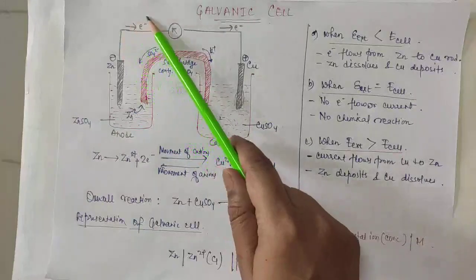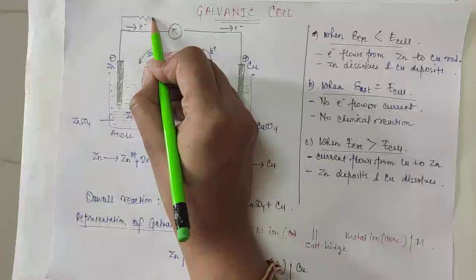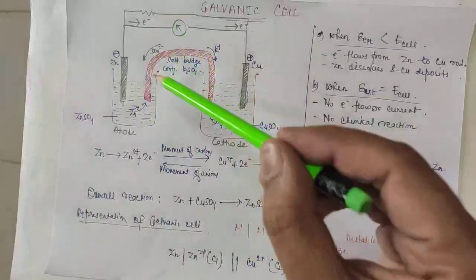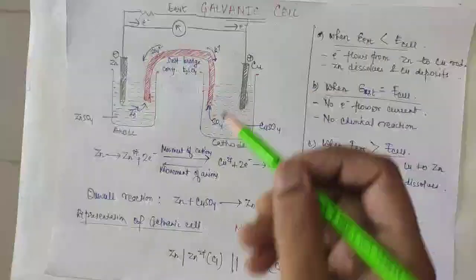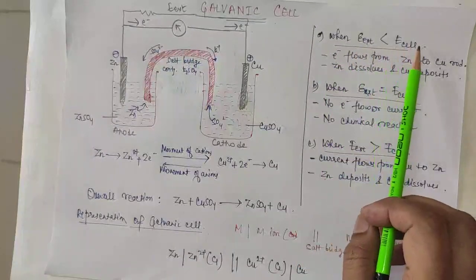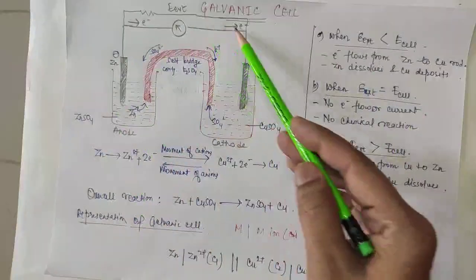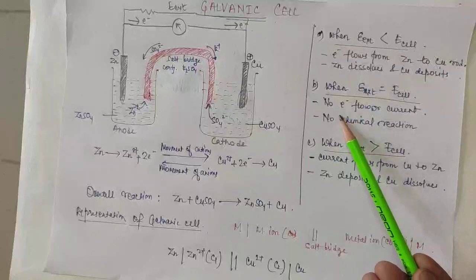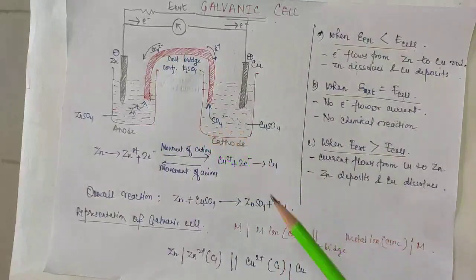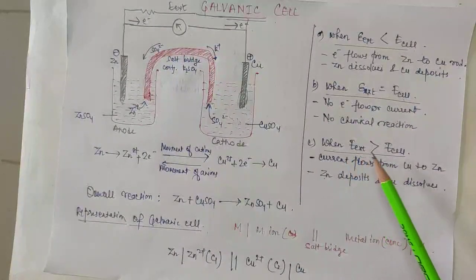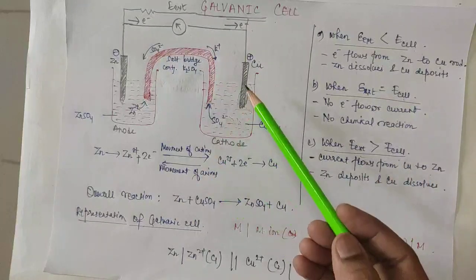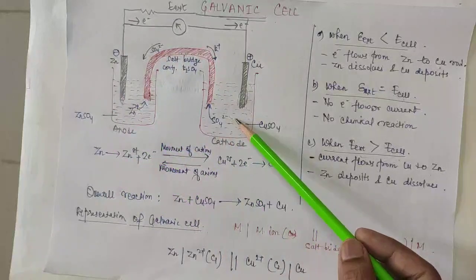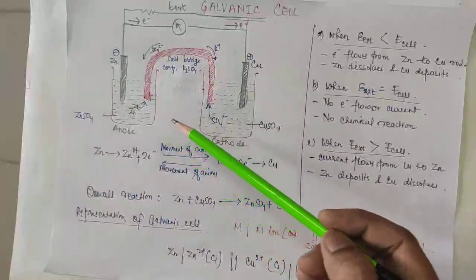If we apply an external electrode potential, an external EMF to the cell, the reaction takes place as long as this external EMF is less than the cell EMF. When external EMF is less than cell EMF, electrons flow from zinc to copper rod and zinc dissolves and copper deposits. When the external EMF becomes equal to the cell EMF, no current will flow and the chemical reaction within the cell will stop. When the external EMF becomes greater than cell EMF, the current flows from copper to zinc, that is in the opposite direction, and in that case zinc will get deposited and copper will dissolve. That means it will start acting as an electrolytic cell.